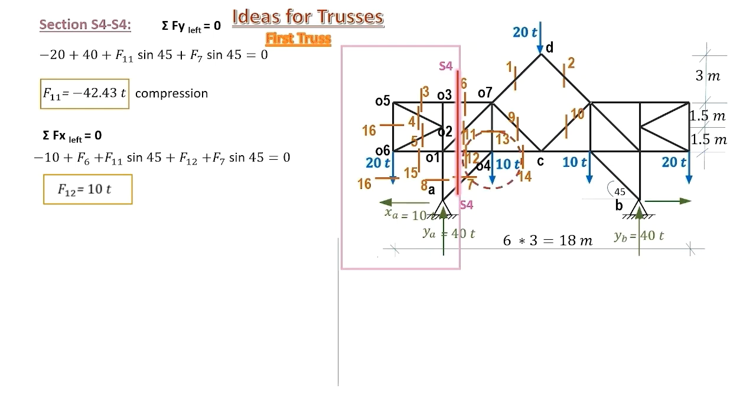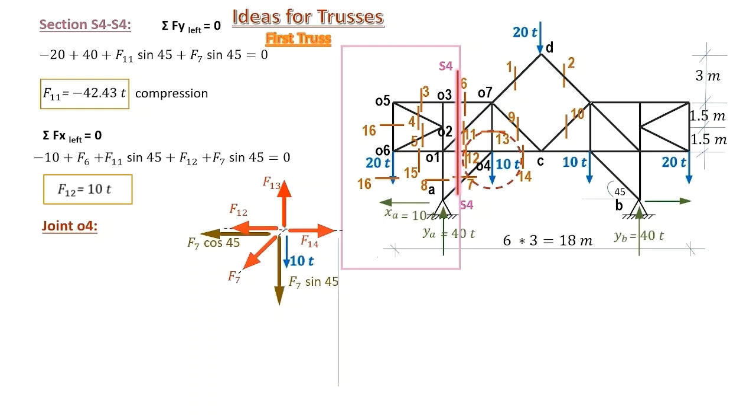We consider joint O4, extracting it outside. Of course, by training you may not even need to extract it outside, but let's do it for now. We have 4 members connected to it: member 7, member 12, 13, and 14. We have one external force, 10 tons at joint O4.